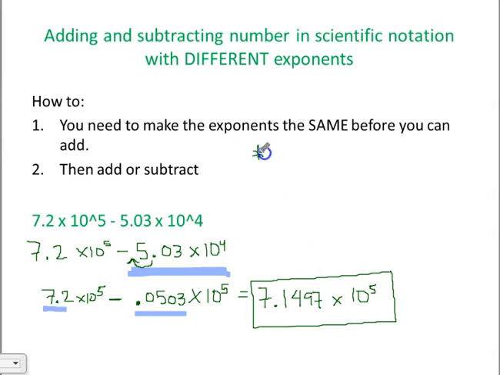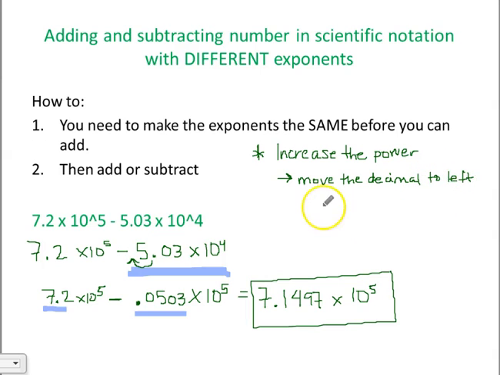So a rule of thumb is if you increase the power, then you need to move the decimal to the left to adjust. If you increase your power like we did here, going from 4 to 5, then you need to move the decimal to the left to adjust for that. Make sure you write that down in your notes somewhere. I'm going to move on to the next slide.